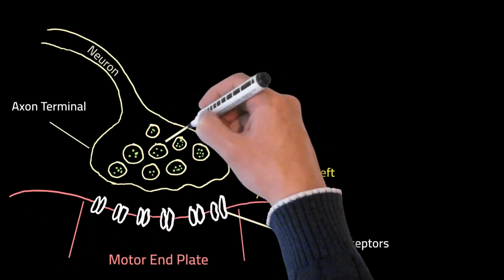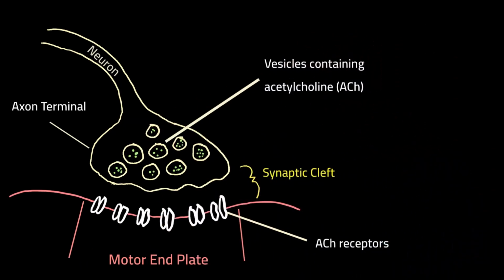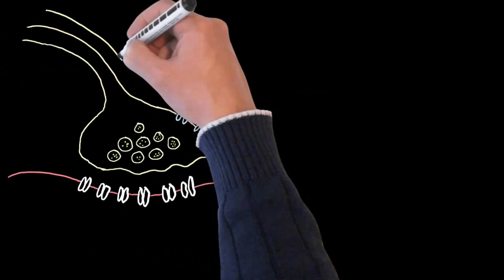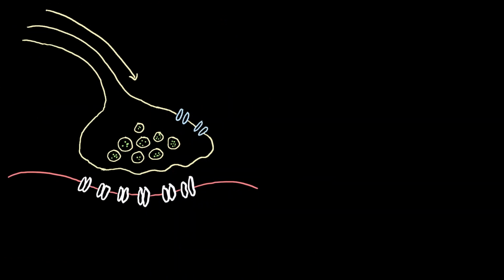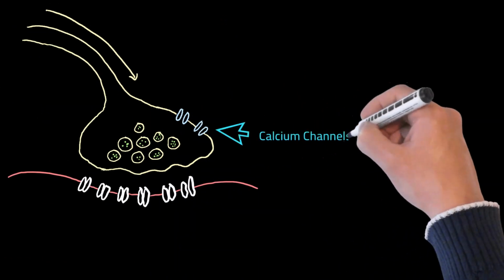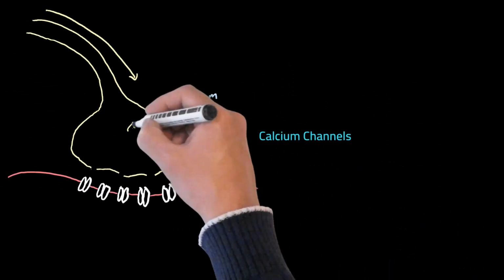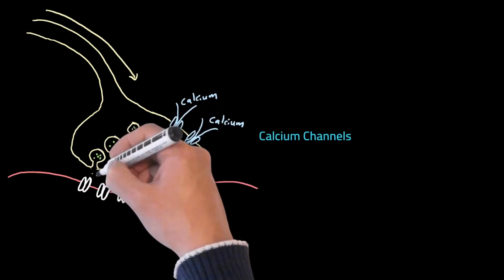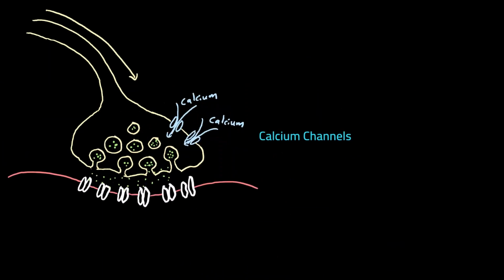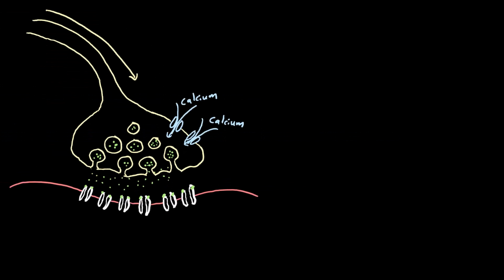In the axon terminus, we see vesicles with a chemical or neurotransmitter called acetylcholine. When the electrical signal arrives at the axon terminus, calcium rushes into the axon terminus and causes acetylcholine to be released into the synapse. The acetylcholine diffuses across the synapse and binds to the acetylcholine receptors. And when that happens, the receptors change shape.